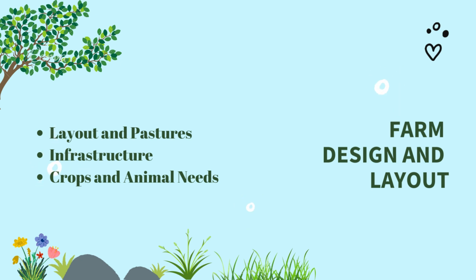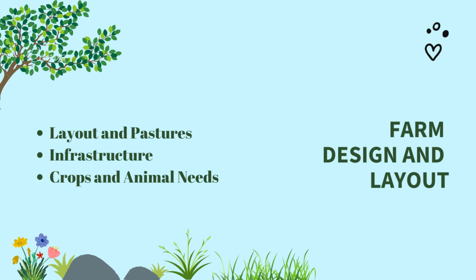Another important aspect of farm design is the placement of infrastructure such as buildings, fences, and irrigation systems. These elements should be placed in a way that maximizes their functionality and efficiency. For example, you might place a barn in a central location that is easily accessible from all fields. When designing your farm, it's also important to consider the needs of your crops and animals. For example, if you plan to graze livestock, you'll need to provide them with adequate pasture and water sources.